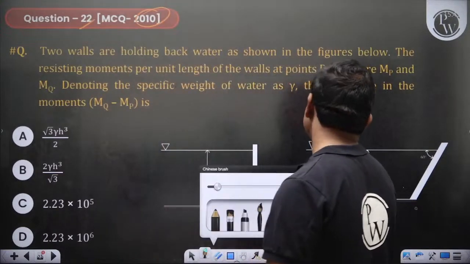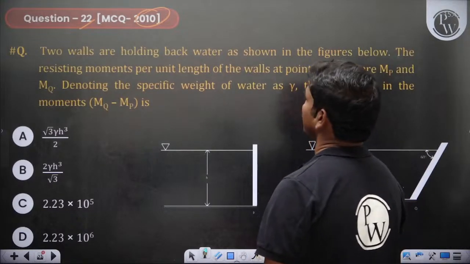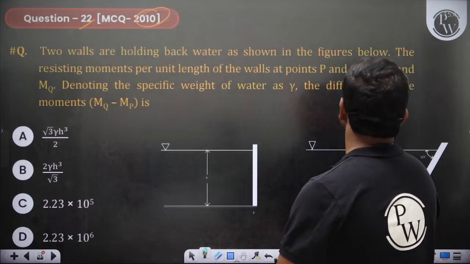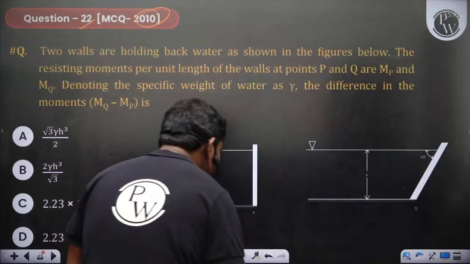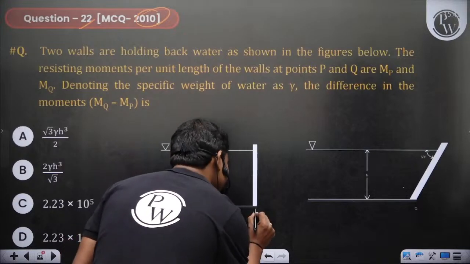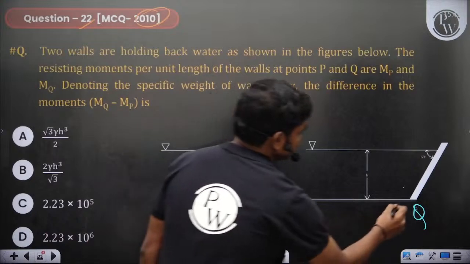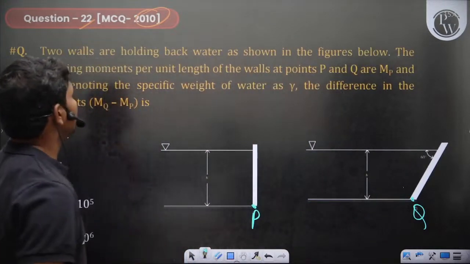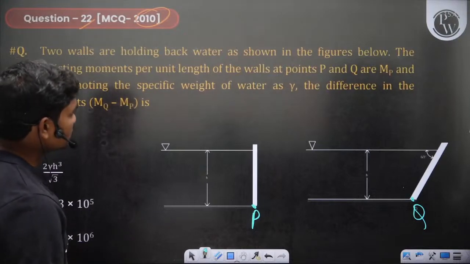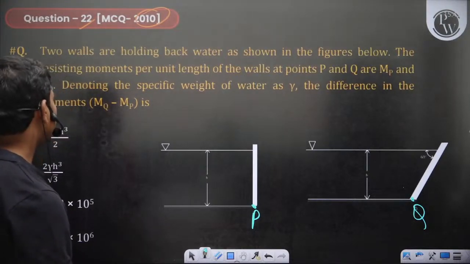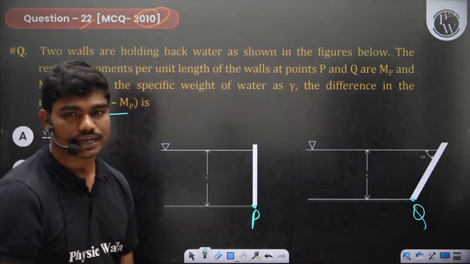So anyway, let's see. 2 walls are holding back water. One is this wall and one is this wall, holding back water as shown in the figure. The resisting moments per unit length of the walls at points P and Q are MP and MQ. Here is point P and this is point Q. Denoting the specific weight of the water as gamma, the difference in the moments MQ minus MP. So what do we have?